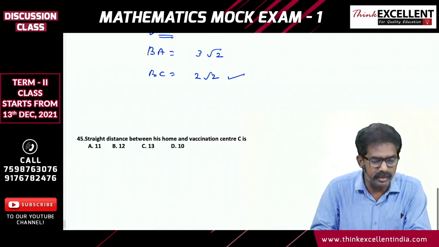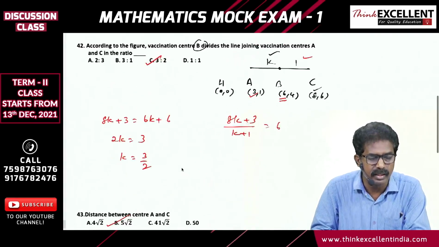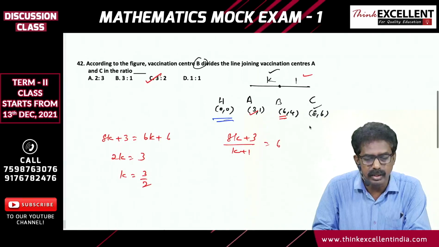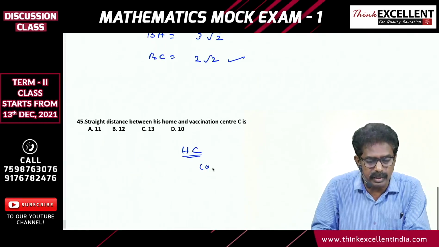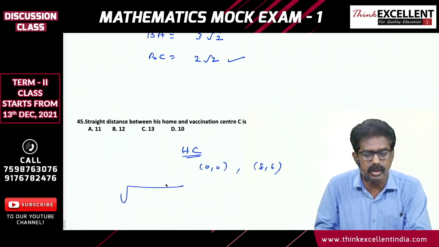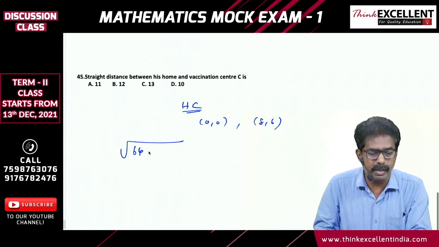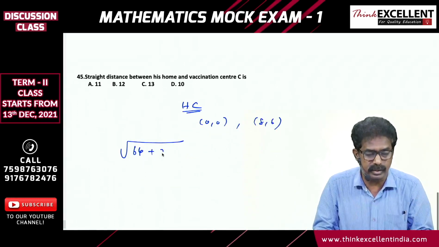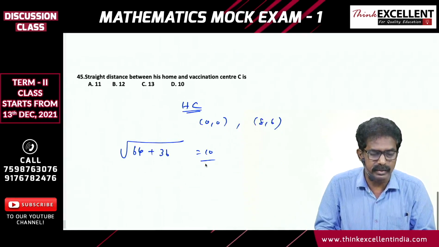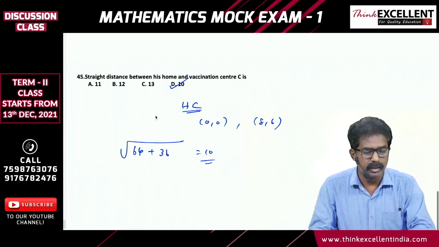Now the 45th one: straight distance between his home to the vaccination center C. HC, again distance formula. H is (0, 0), C is (8, 6). Distance formula: root of (8 minus 0) square, 64, plus (6 minus 0) square, 36, root 100. Your answer is 10. So D is the correct answer, right? Very easily you can do that one.